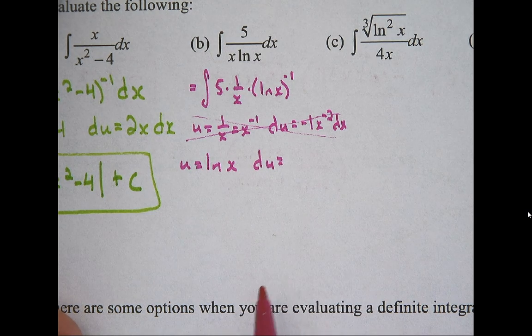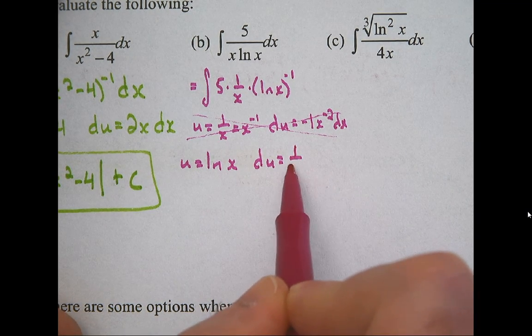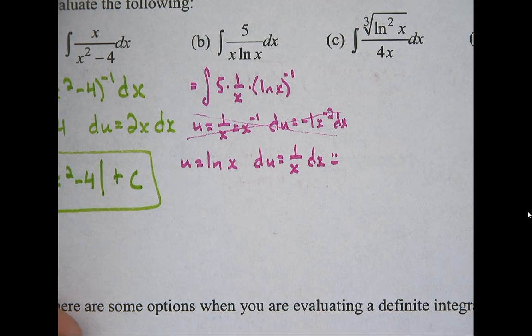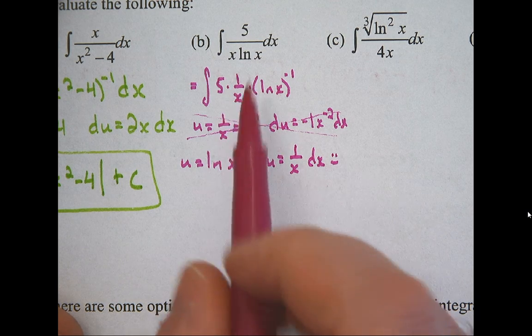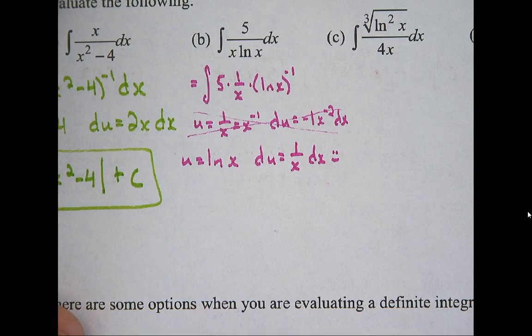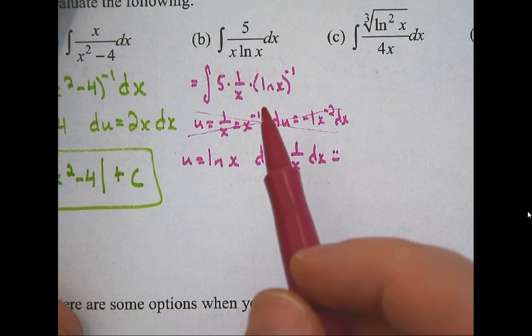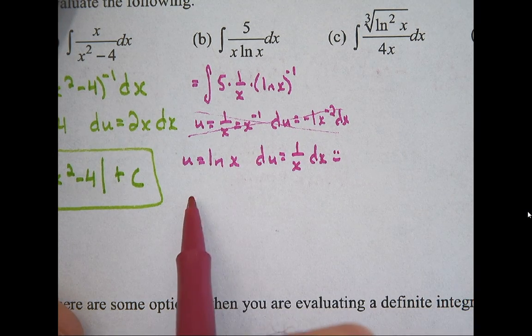So then du, well, what's the derivative of natural log of x? 1 over x dx. And that makes me happy because I have a 1 over x dx. So it doesn't look like it, but that x on the bottom, remember, is really a 1 over x. Okay, so I'll do a pattern, and let's write it out. I'll do a full u du.